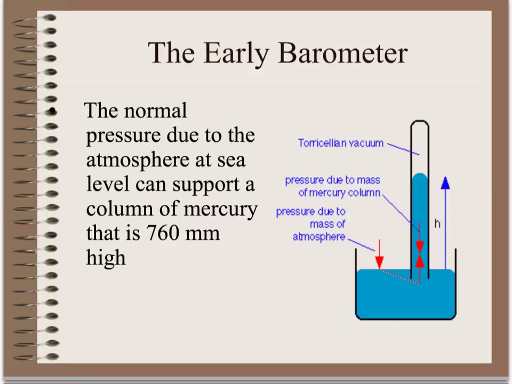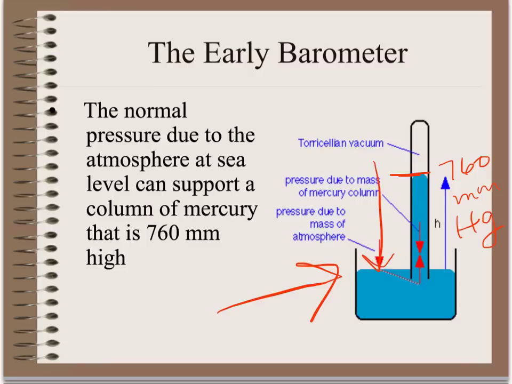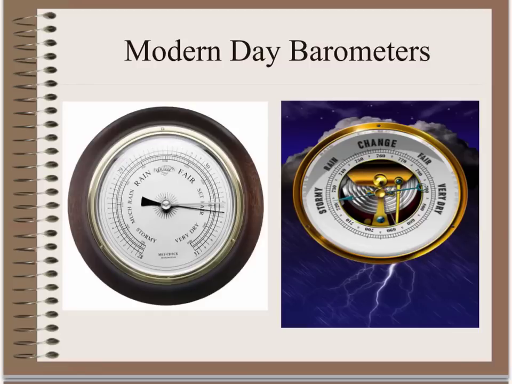Okay, and this is kind of what the early barometer looked like. It was not very sophisticated, as you can tell, and basically what he found was that the normal pressure due to the atmosphere at sea level can support a column of mercury that is 760 millimeters high. So right here would be 760 millimeters of mercury because of the pressure coming down here from the atmosphere. Okay? And this is what a modern day barometer looks like. Slightly more high tech.